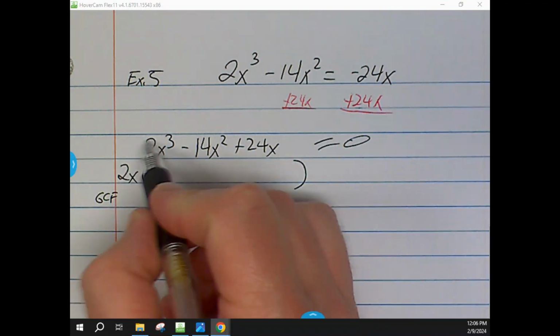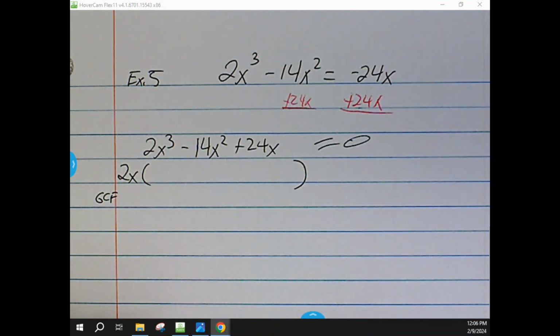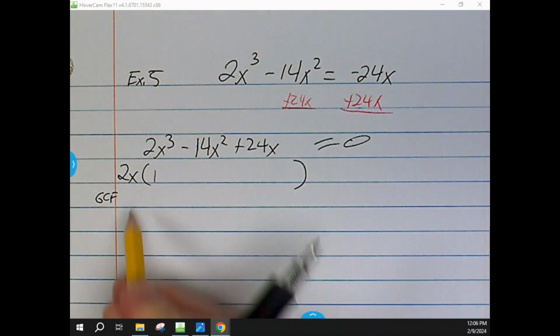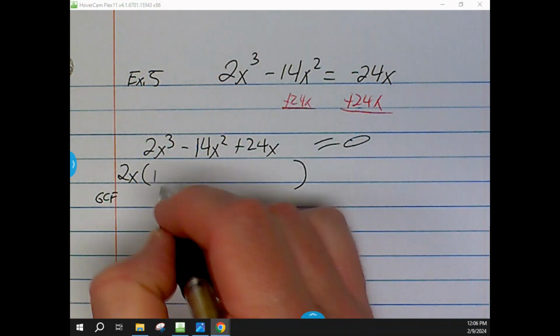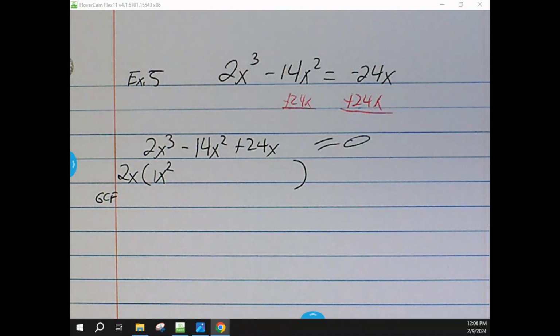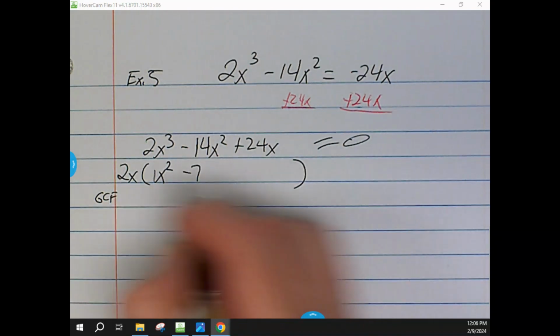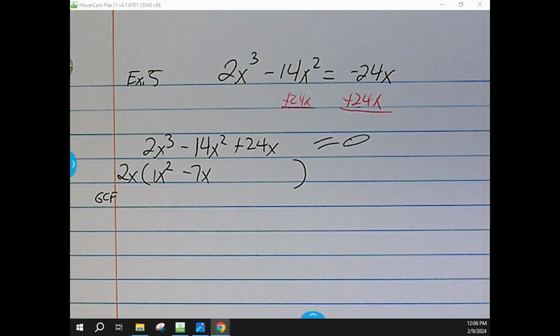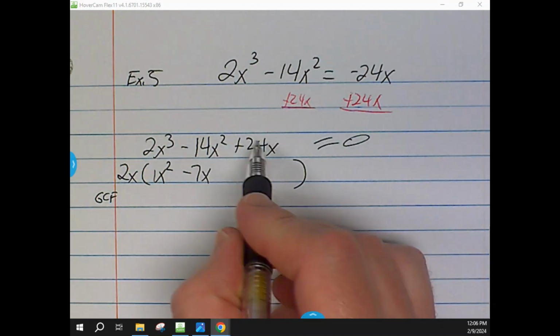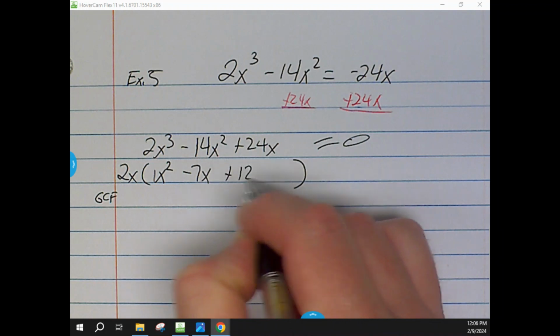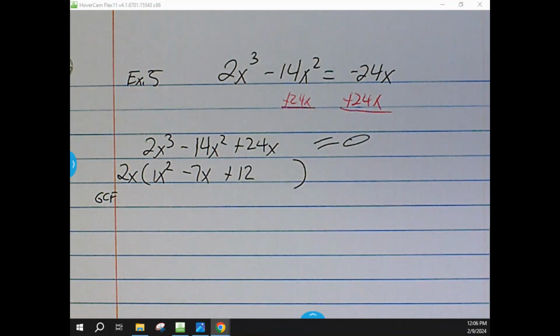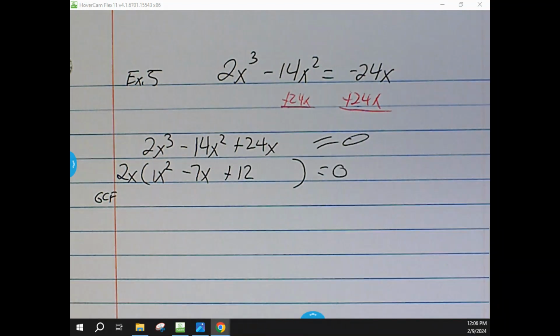Okay, so then we got 2 divided by 2. That's a 1. We'll see if we need it here in a minute. Take out one of the x's. That's going to leave you with x squared. Take 14 divided by 2. That's 7. Take out one of the x's. Got x to the first. Take 24 divided by 2. That's a 12. Take out the x's, and then we don't have any more x's, so that'd be it.